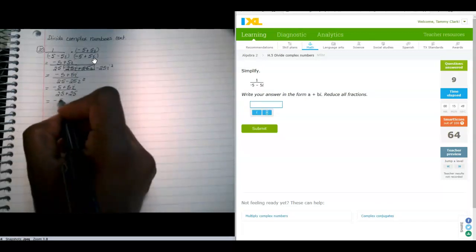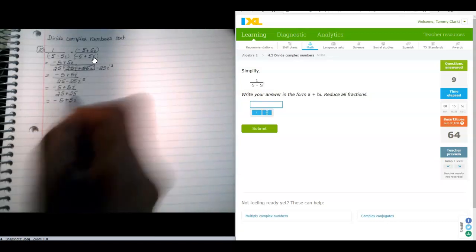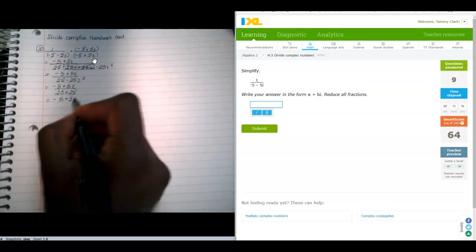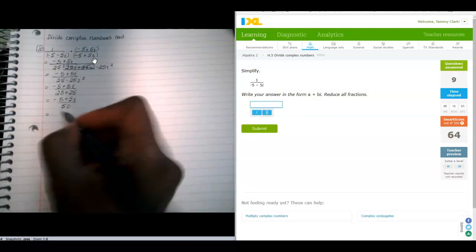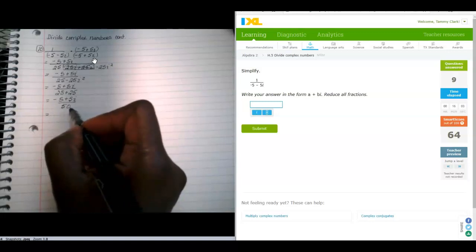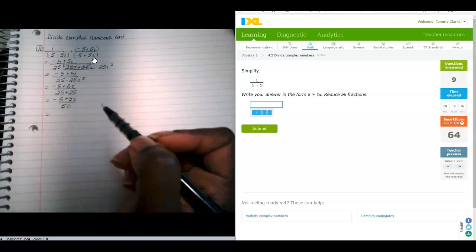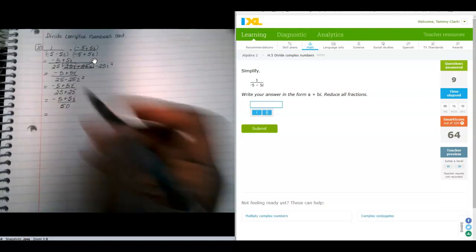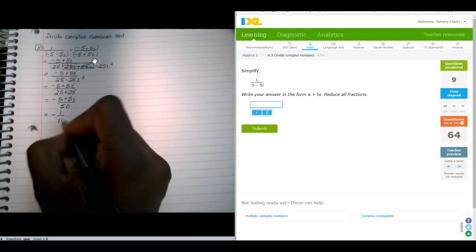Let's go ahead and continue simplifying. We've got -5 plus 5i. Well, 25 plus 25 is 50. And we need to simplify. So -5 divided by 50. Well, we know 5 goes into both terms. So we're going to just reduce that. And that ends up being -1 over 10.